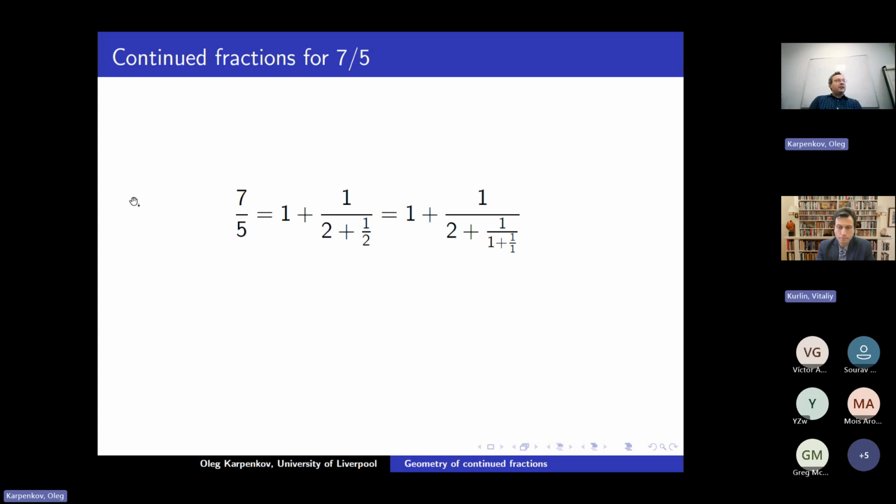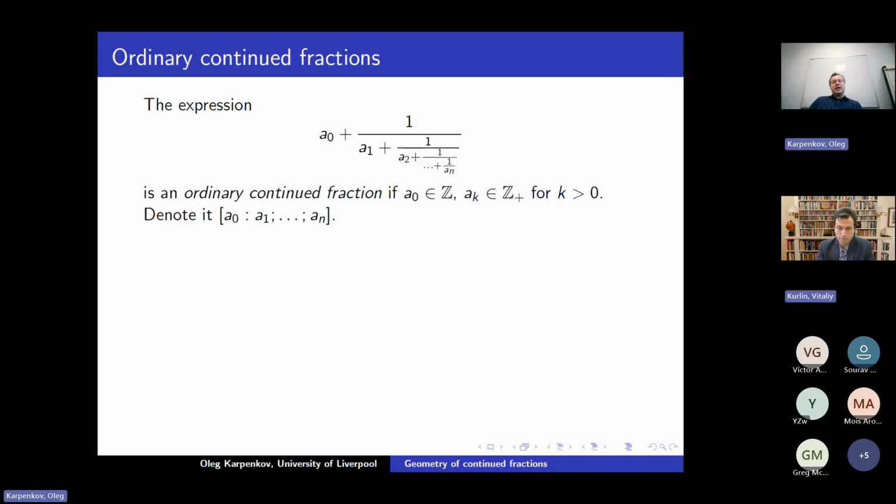Alternatively, we can still continue: let's replace the last digit n by n-1 plus 1/1. Yeah, we can do that as well. That's quite important for us. Such an expression is called an ordinary continuous fraction, and it is attributed to Wallis, maybe in the 17th century, but of course this is a byproduct of the Euclidean algorithm.